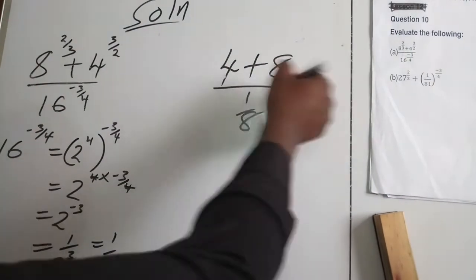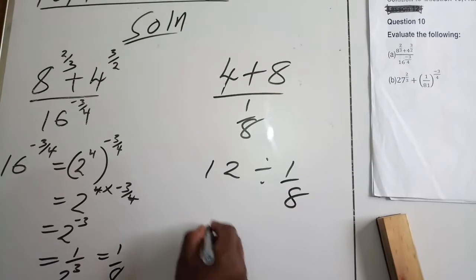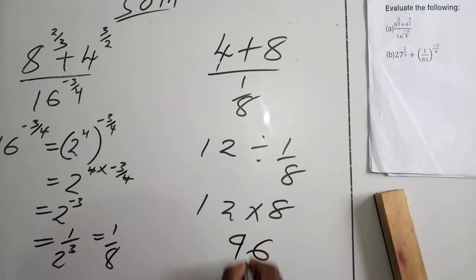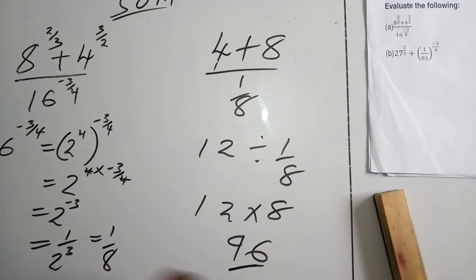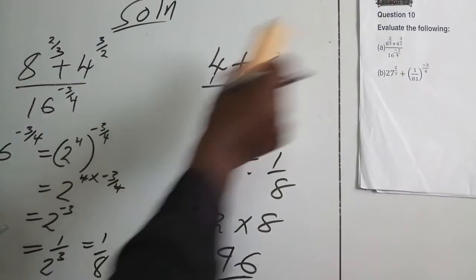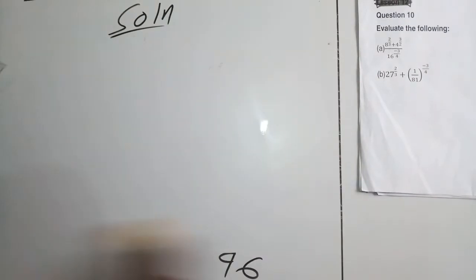So what do you have? We have 12 divided by 1 over 8. That gives you 12 times 8. The overall answer is what? 96. And we are done. We go to our question, part B, of course, of question 10. What is the question?